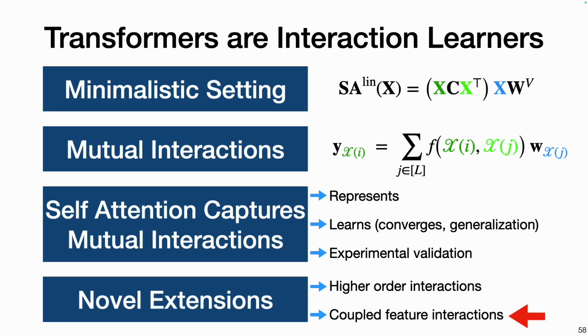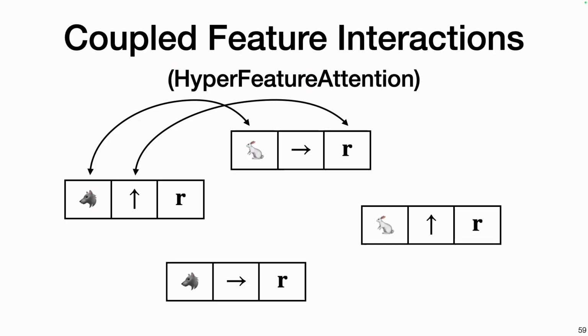The other novel module is specialized to capturing coupled feature interactions. We call it hyperfeature attention. It has its own story, which I'll not explain here, but I'll share its experimental results in case those results hype you into this model.